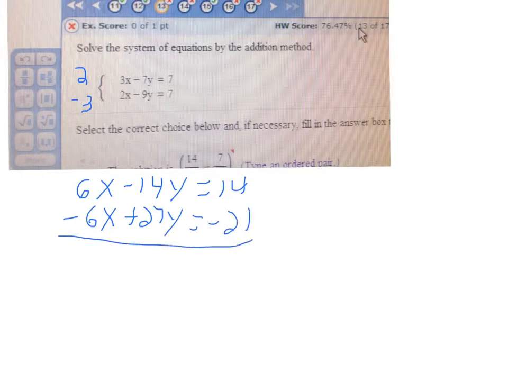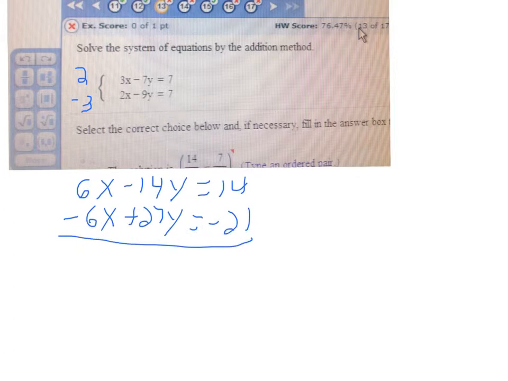And we want to add these equations here. So what did I do? I multiplied 2 times 3, 2 times 7, and 2 times 7. That gave me this equation. Then I multiplied this equation by negative 3. I multiplied negative 3 times 2, negative 9, and 7. And I came up with this equation.